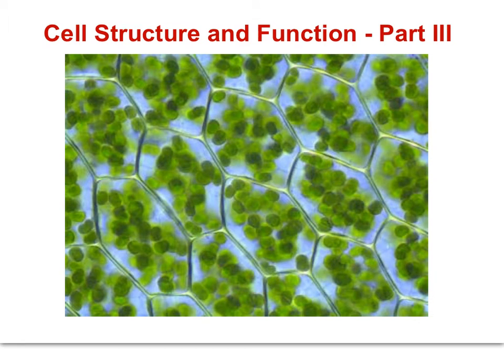IB Bio Cell Biology Part 3 will focus on prokaryotic cells, cells that lack a nuclear envelope surrounding the DNA. Prokaryotes have a simple cell structure without compartmentalization. The essential idea is that eukaryotes have a much more complex cell structure than prokaryotes.